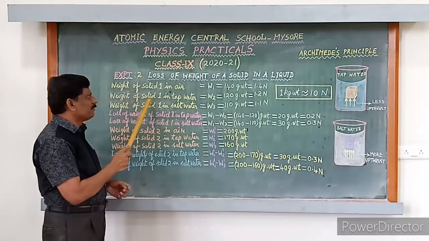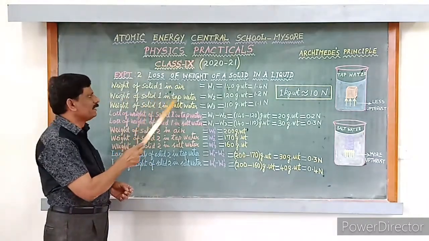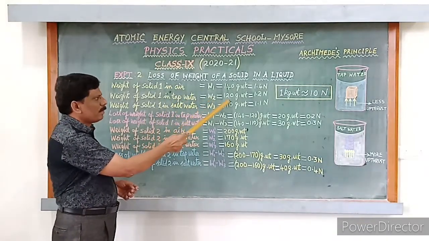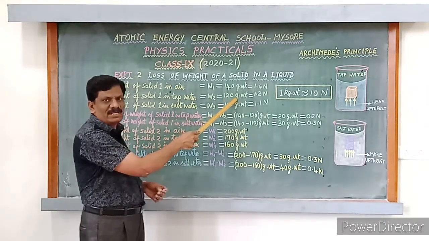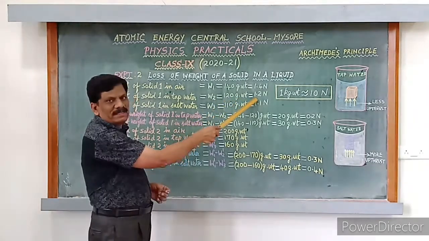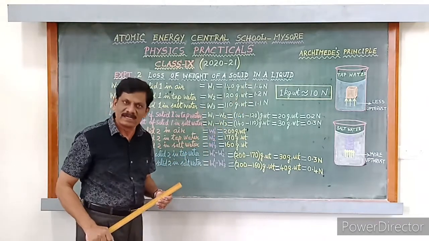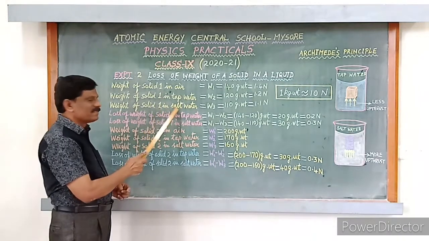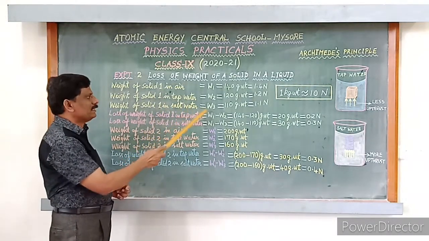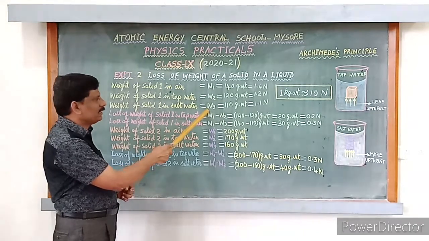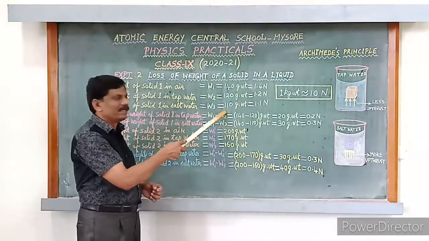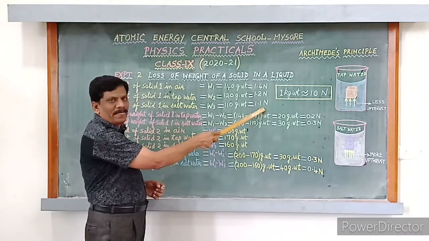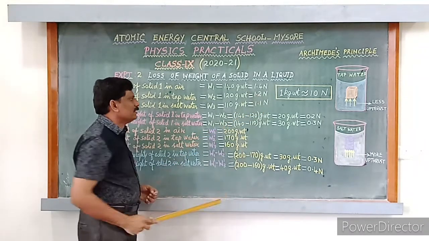Secondly, weight of the solid one in tap water is found to be W2 equal to 120 gram weight. So the corresponding value in Newton is 1.2 Newton. Are you understanding? Okay. Weight of the solid one in salt water is denoted as W3, and that is equal to 110 gram weight. So expressing this in Newton, it is equal to 1.1 Newton.